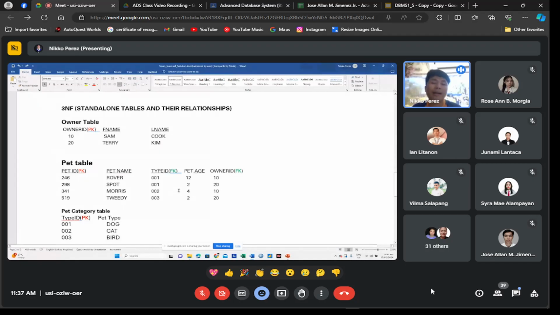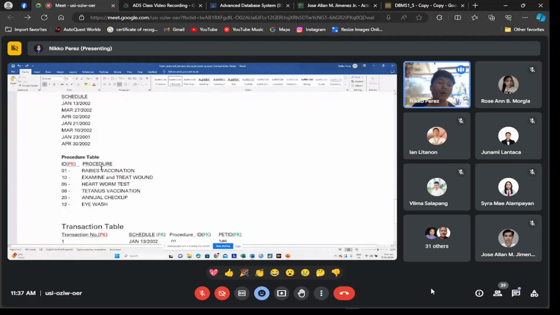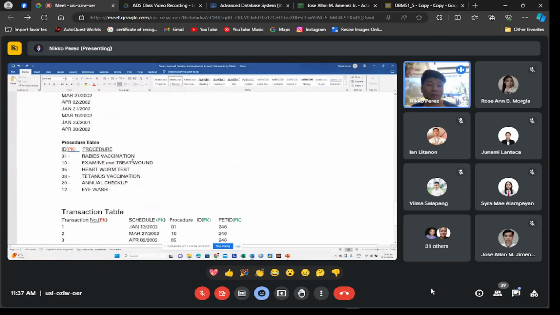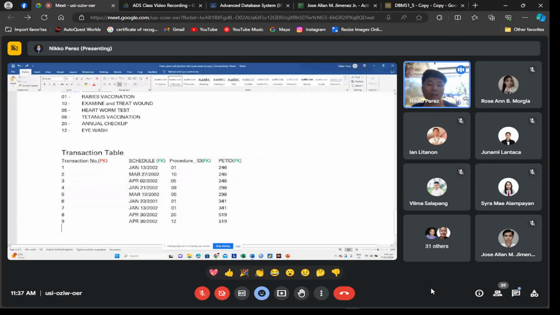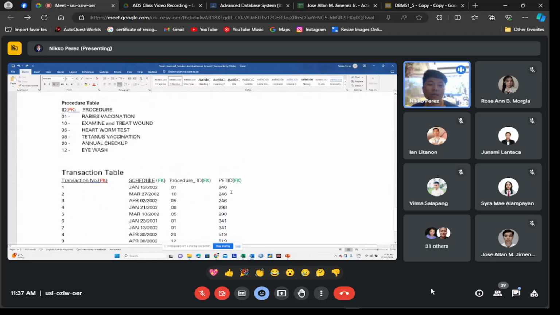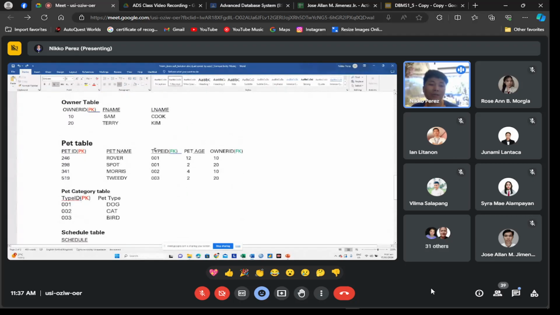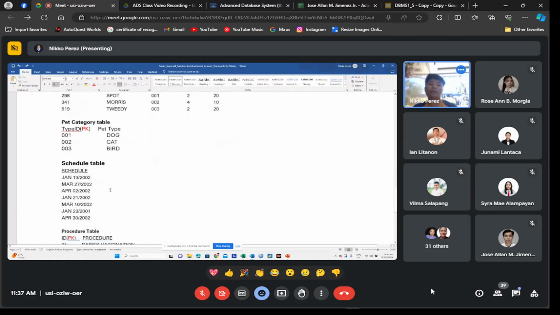So third normal form magyud sa malangan class, kay daghan makita i-follow nga rules ani. I-break down, magbuhat og primary keys, mag-create og single representation, and at such time we will also need to create a transaction table and calling all the other ID numbers from the main table. So kani sila mga child tables or child column ni siya, sa schedule, sa procedure o sa pet ID. Then sa pet table, mga child table ni siya sa owner ID, owner table o sa pet category.